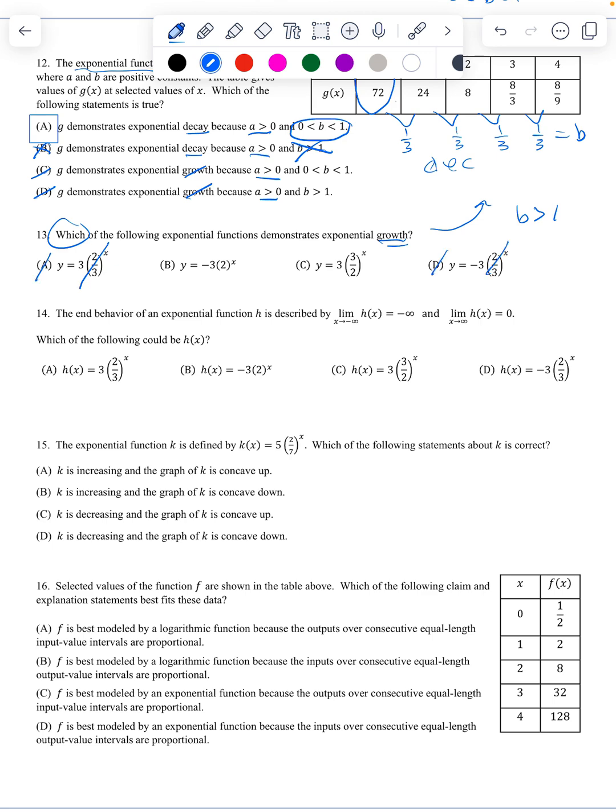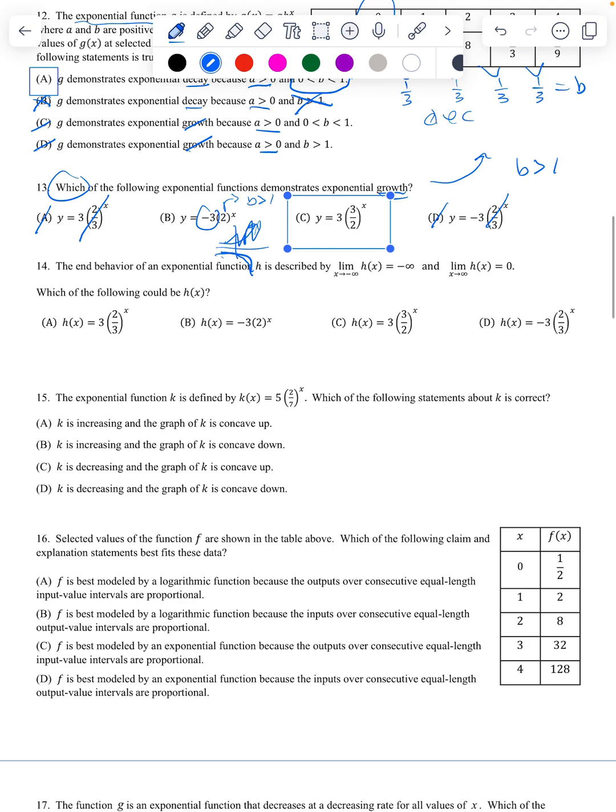Now, choice B has a B value greater than 1. However, if you drew this originally, that's fine, but you have a negative A, so it would actually flip over, and it would be decreasing as it goes from left to right. So then the only one that would be truly exponential growth is going to be choice C.